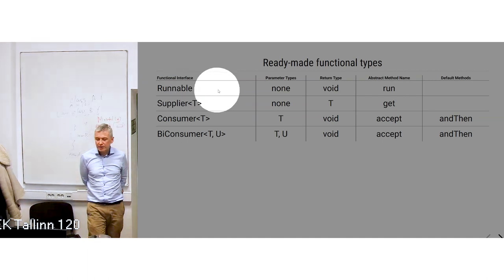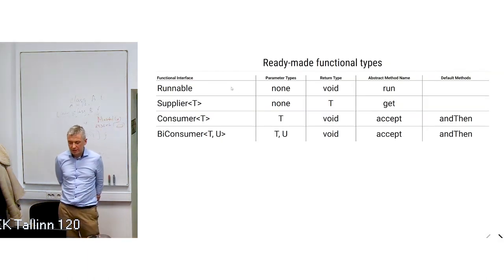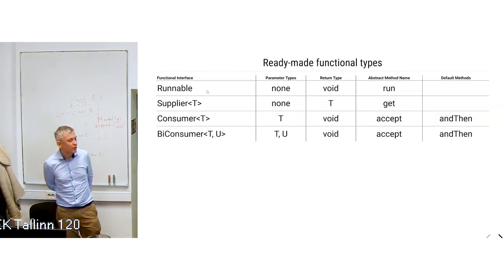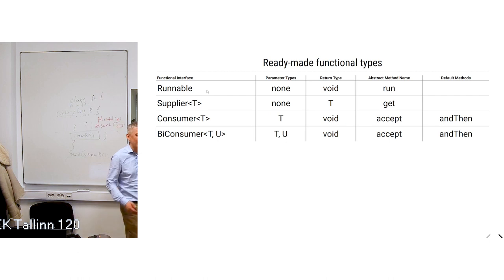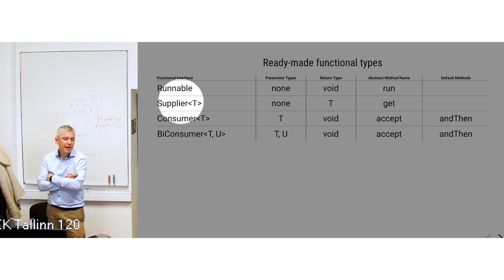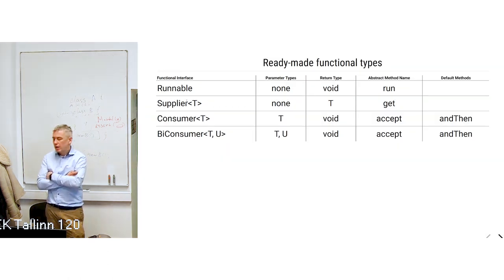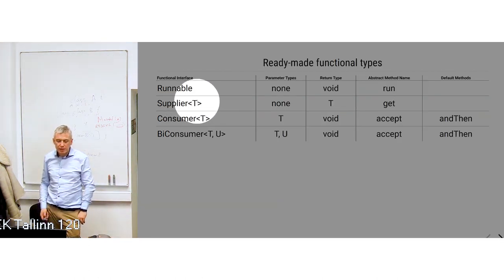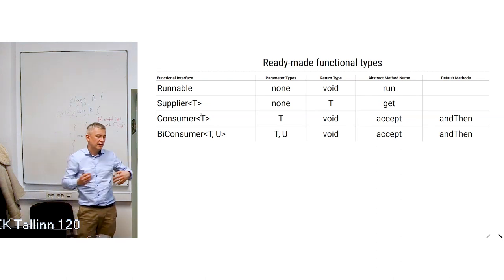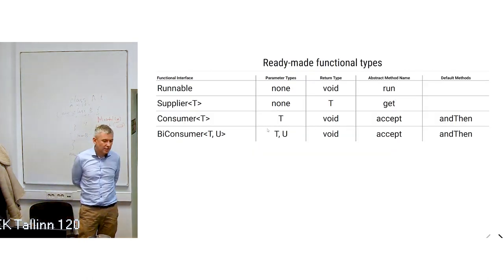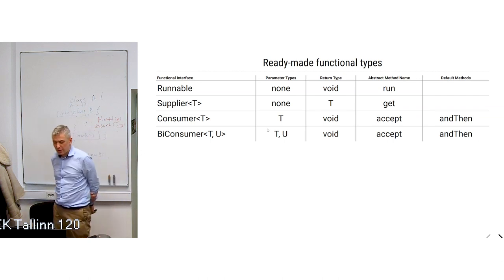Supplier. Supplier is a function that doesn't have any parameters, but it returns something. And due to generics, hopefully you all know what generics are from our previous class, this is really a generic interface. So it can be a supplier of anything: of strings, of integers, of your own types, however complicated your stuff is. You just pass it as a type parameter here, and it will work as a supplier. Consumer is vice versa, something that just swallows something and produces nothing. And BiConsumer is a consumer that can swallow a pair of things. Okay.